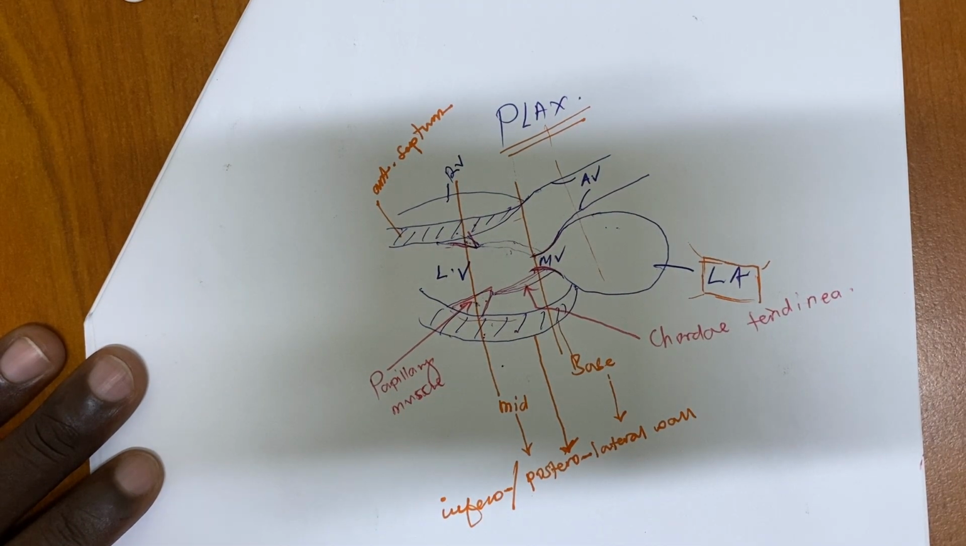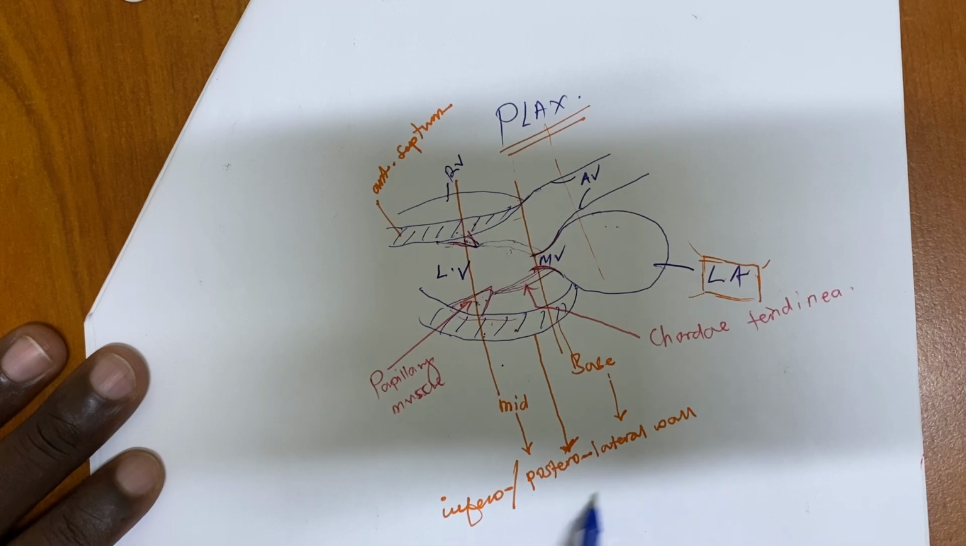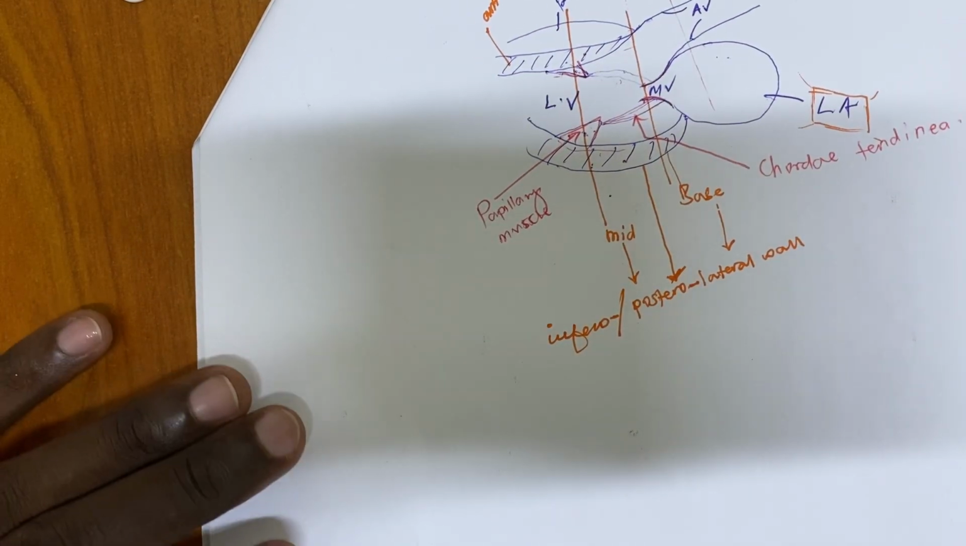So these are the walls we are seeing. We are seeing the anterior septum, yes, and the posterior lateral or inferolateral wall, at the base and mid. The apex, no.